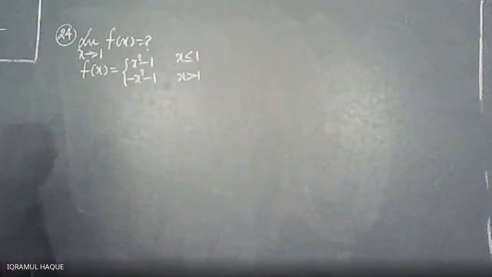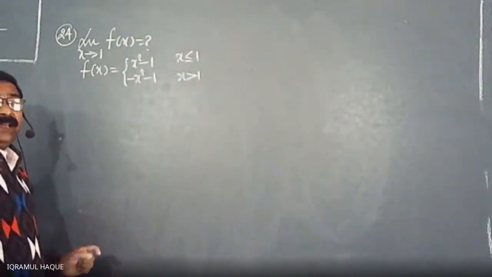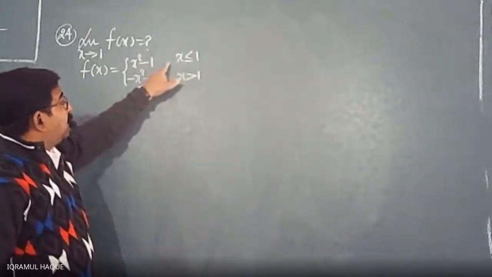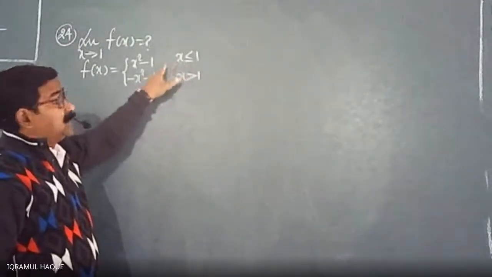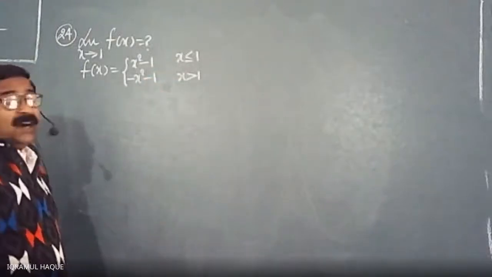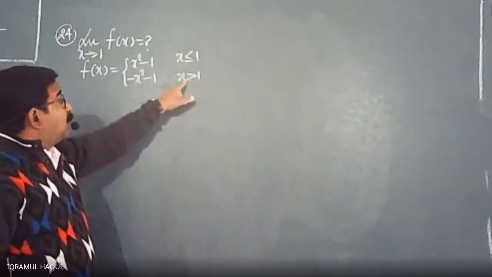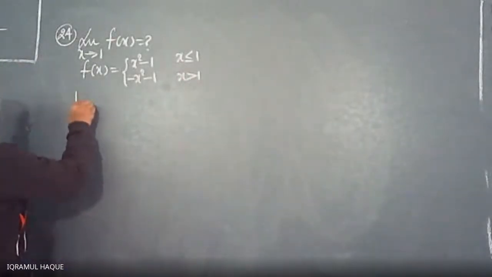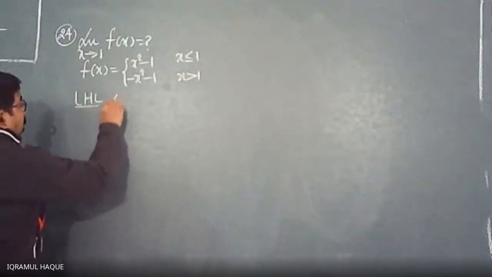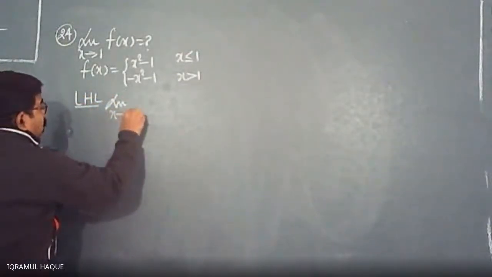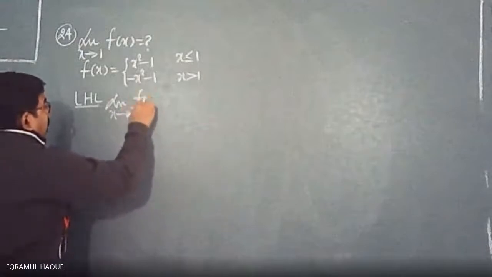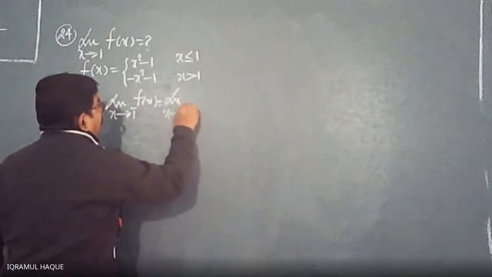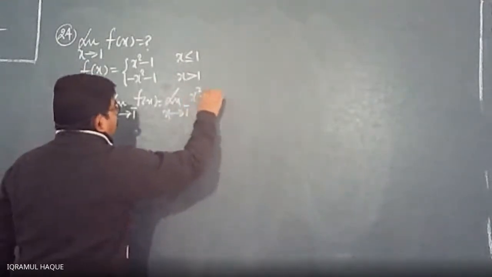Now, when we take the limit LHL and RHL, for LHL, we have limit x is less than 1, so this function can be used. And for RHL, we have x more than 1, so this function will be applicable. So we write like this. See, LHL, limit x tends to 1 minus f(x), means we have limit x tends to 1 minus, this is x square minus 1.